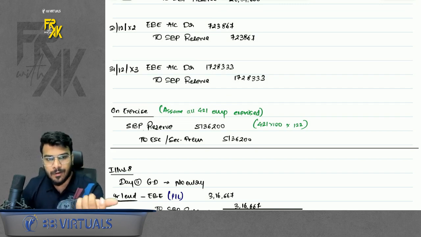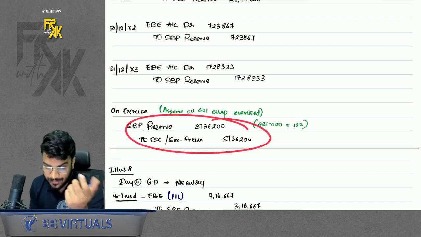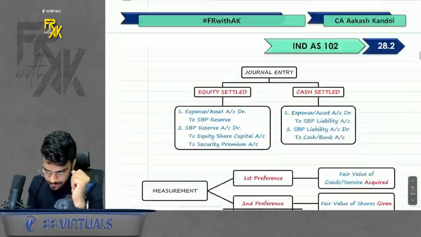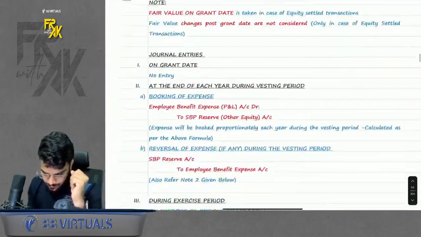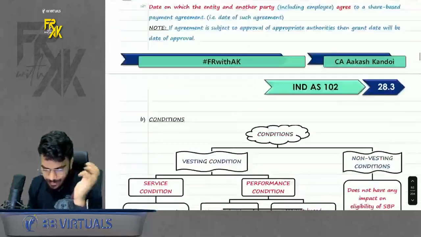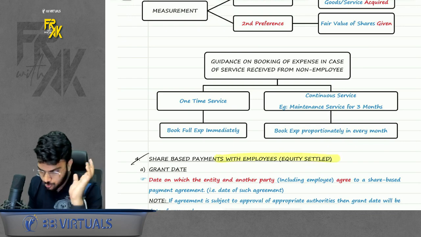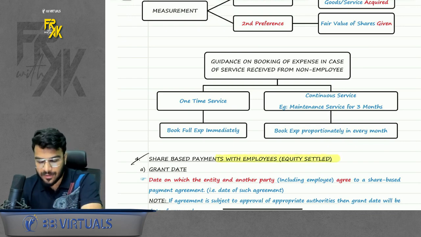Sometimes the face value of the share will be missing. So you can just pass the entry like this. This is how ICAI passes the entry. Okay, so this was a share-based payment. If you can see, it was an equity settled share-based payment in case of employees. So this was one good question which I feel you should definitely solve.